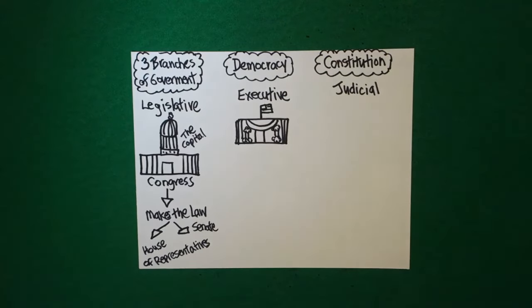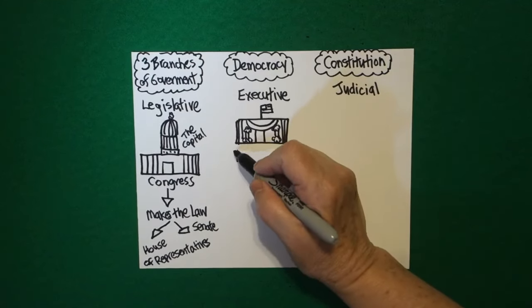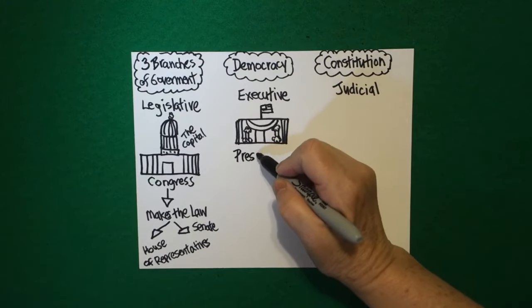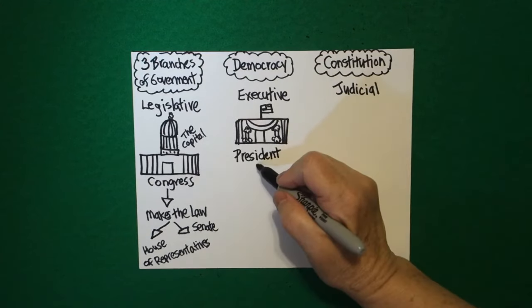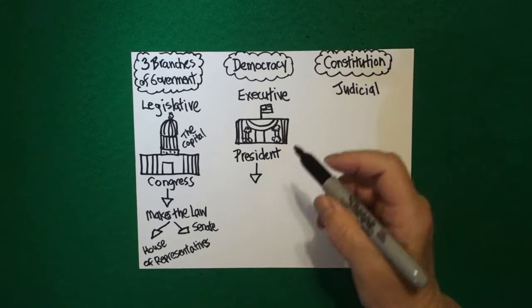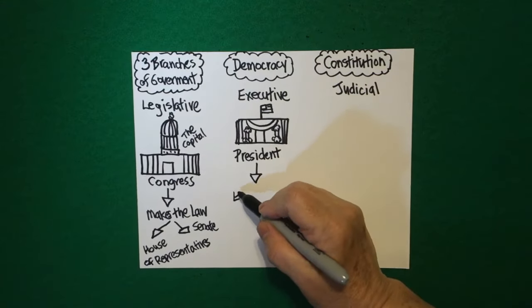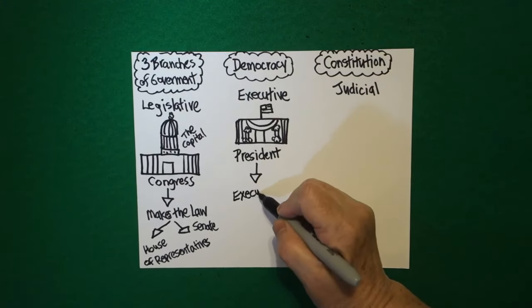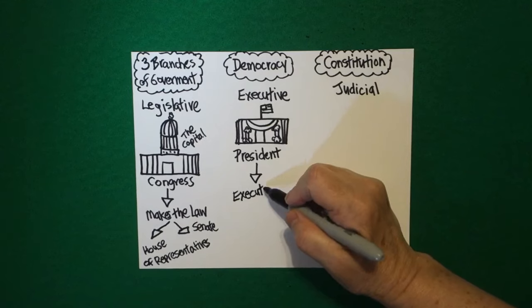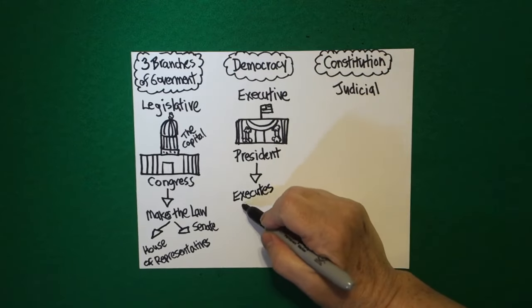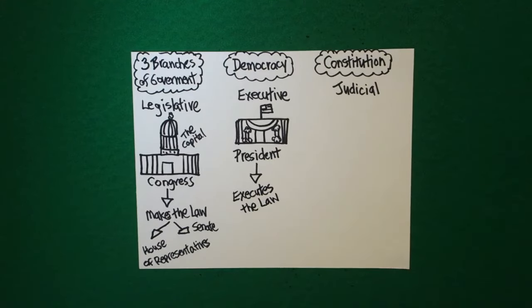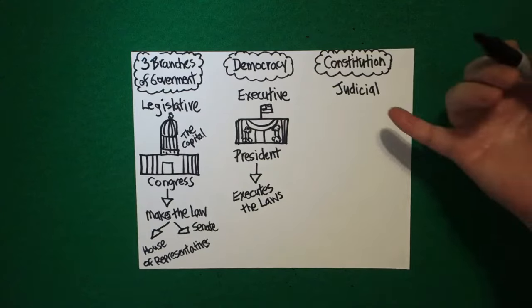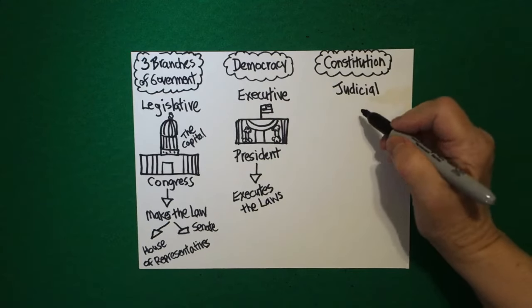All right, who's in the executive branch of our government? The president. And he, straight line triangle, executes the law. And what does that mean? That means he's the one that puts the laws into force. He executes the law. Plural, more than one.